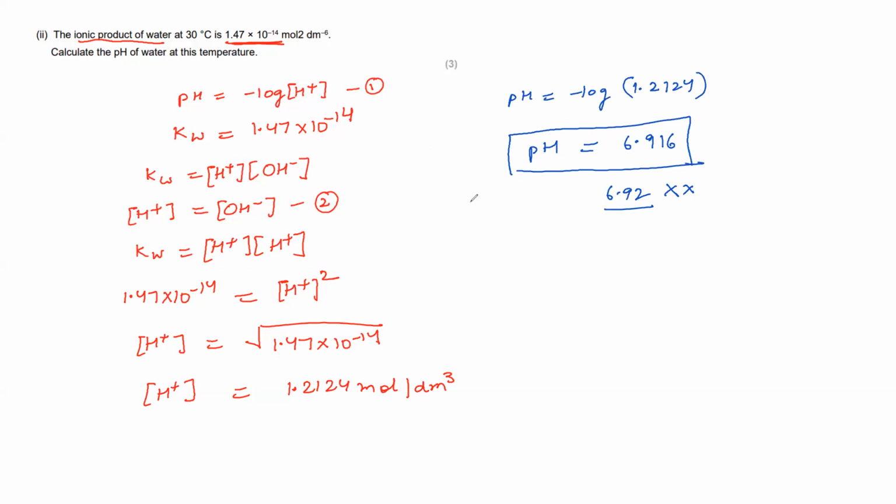So just go through this question. We did nothing. We just used the expression of Kw and we just used the two formulas, pH and the Kw expression, and we got these values and we can calculate the pH. Okay, fine. I hope this is clear. Let's move to the second question now.